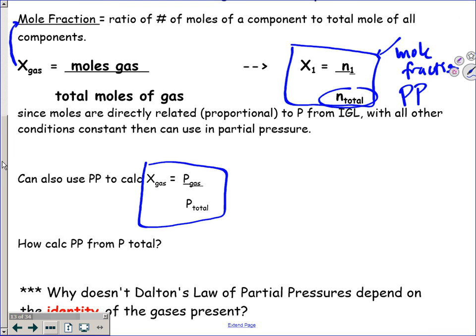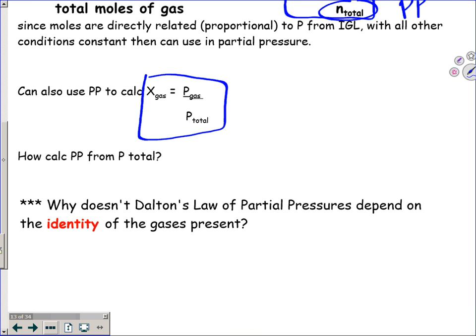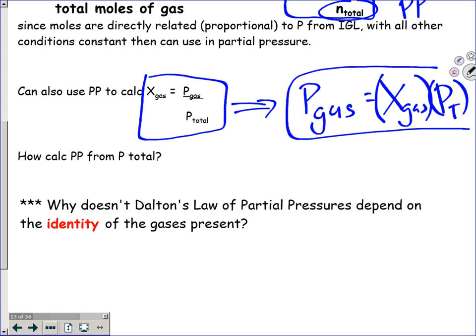Then, how can I rearrange this equation to solve for P total? Oh, hold on, sorry, not P total. How can I rearrange this to solve for P gas? X of gas times P total. All right, so this is the one we will likely use to solve for the partial pressure of a gas if we have its mole fraction.